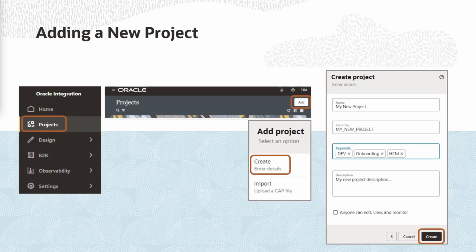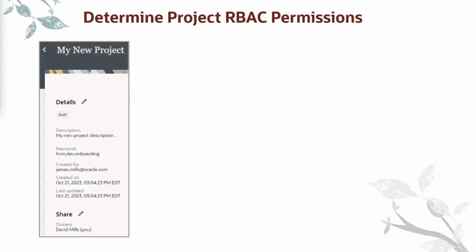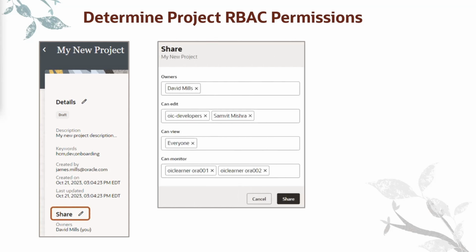Optionally, you can add some keywords as tags to allow others to help search for your project. Also notice that by default, the project will be private to only you unless you choose to make it public to everyone. However, whether your project starts off as public or private, you can later modify project sharing options at any time. Just click the Share Edit icon shown here.